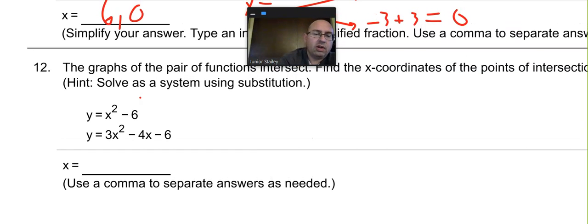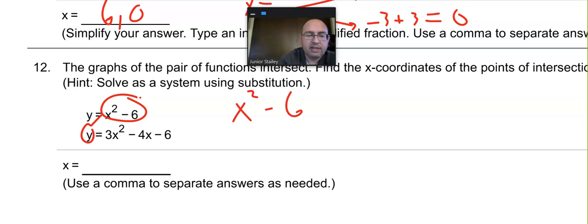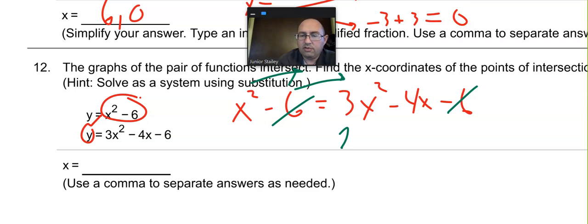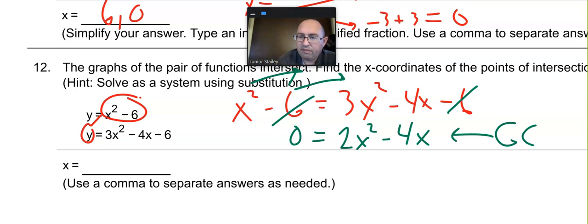Okay, now we're going to do a little substitution here. Substitute that in there: x squared minus 6 equals 3x squared minus 4x minus 6. And we're going to push everything over to one side. Now, when you push that over, if you take away one of the x squareds, you have 2x squared.